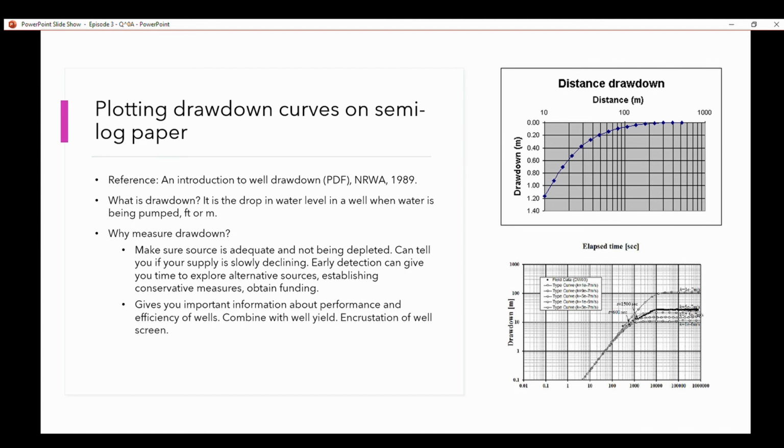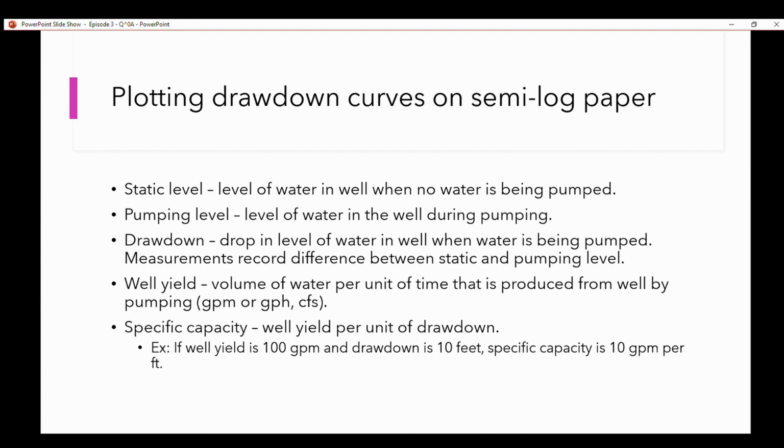A couple of definitions. We already defined drawdown, but static level is the level of water in a well when no water is being pumped. The pumping level is the level of water in the well during pumping. Well yield is the volume of water per unit of time that is produced from the well by pumping, measured in gallons per minute, gallons per hour, or cubic feet per second. And specific capacity is well yield per unit of drawdown. So if a well yield is 100 gallons per minute and the drawdown is 10 feet, specific capacity is 10 gallons per minute per foot.